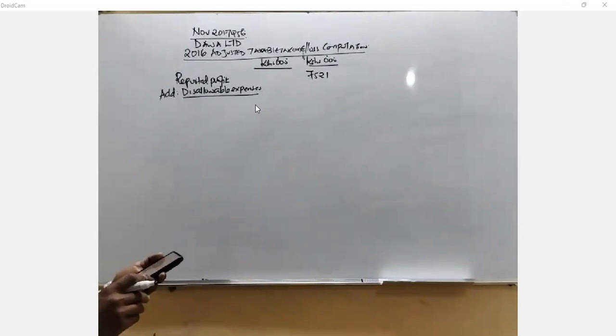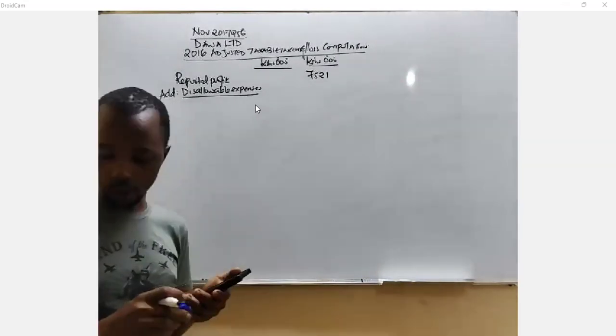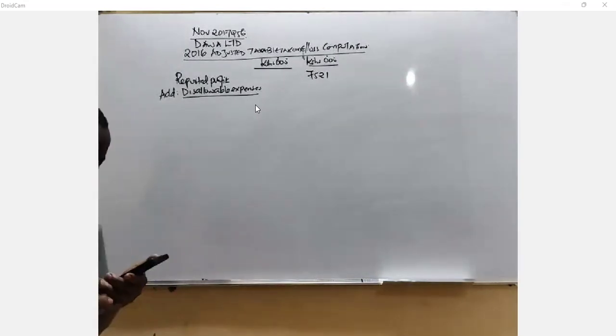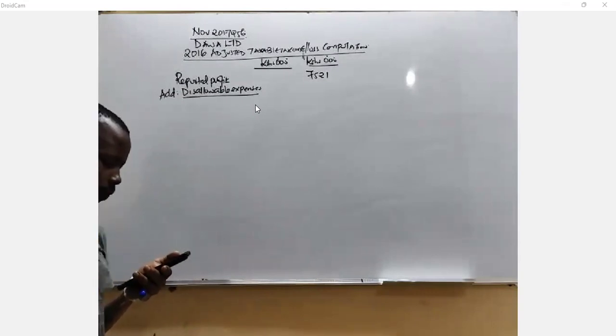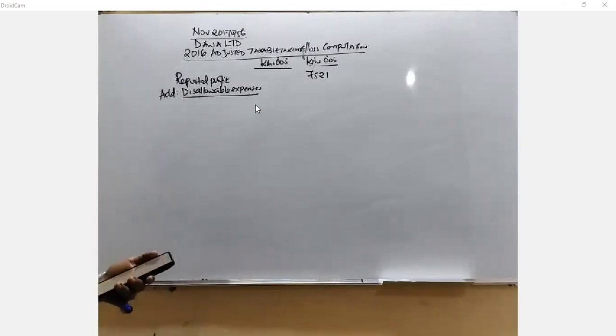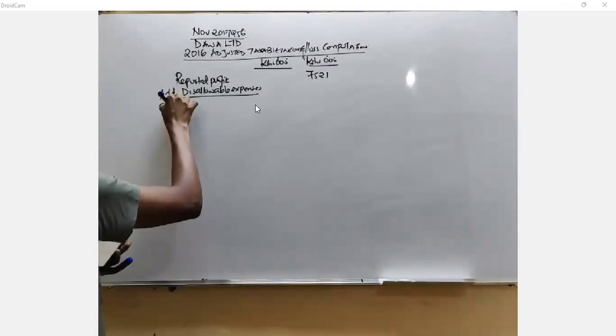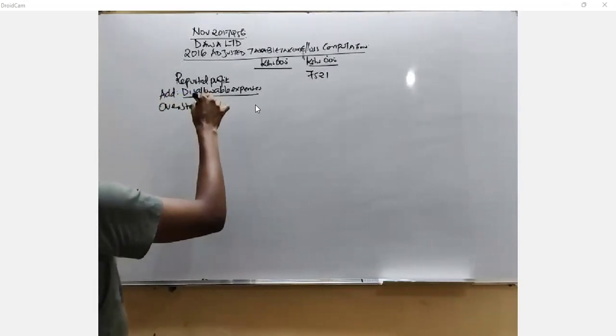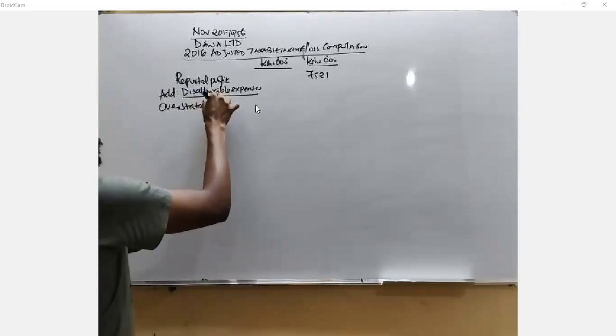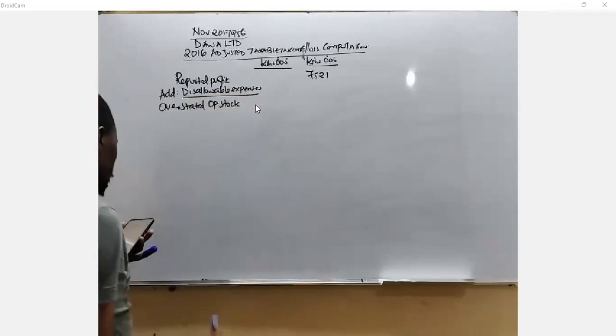So what effect does this have on the net profit? When you overstate the opening stock, you reduce the reported profit. Then when you understate the closing stock, it means also you reduce it. So you add them back. Here let me talk about the overstated opening stock.